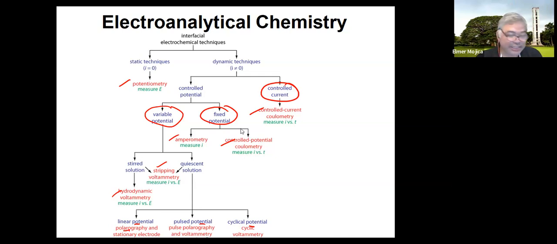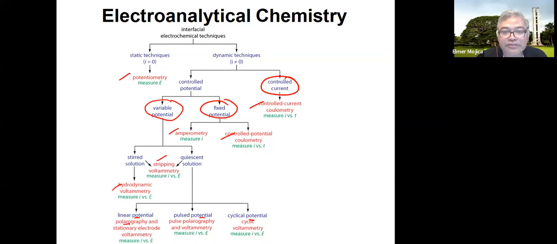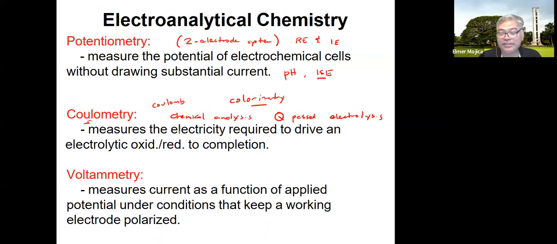So you have an idea now, or a deeper understanding of the method that maybe you didn't understand during your undergrad level. Okay. So that's coulometry. So these are the three, we could say, most commonly used electroanalytical methods. So the other one, voltammetry.